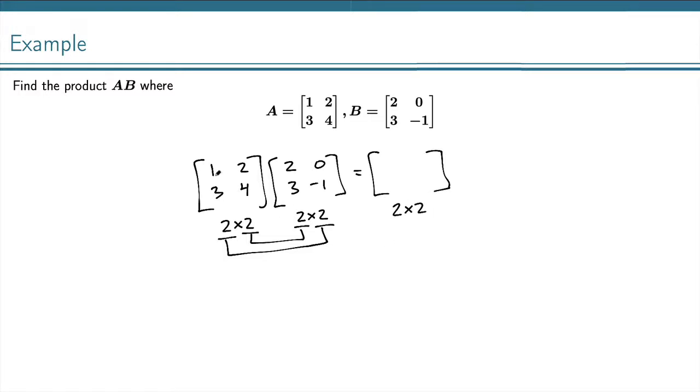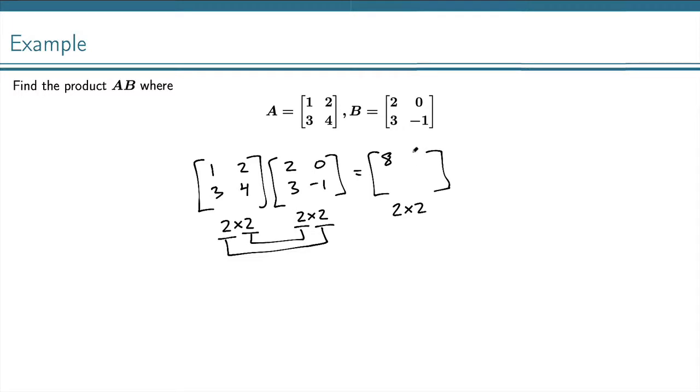All right, so I'm going to do this all in one go. I'm going to take my first row times my first column. That will give me my first row, first column entry. So 1 times 2 is 2 plus 2 times 3. 2 plus 6 is 8.